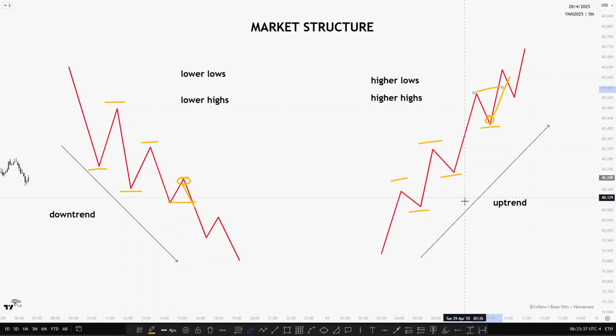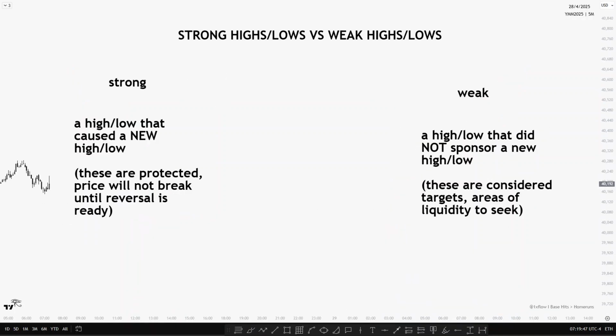Now let's go ahead and talk about weak highs, weak lows, strong highs, and strong lows, what they mean and how we can use them. All right, so now moving on to strong highs and lows, and weak highs and lows. Let's go ahead and talk about what these mean.